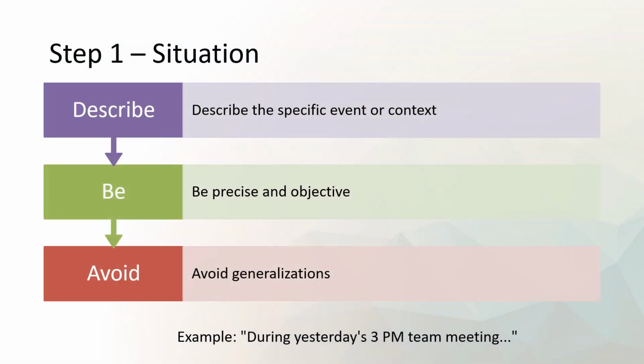The first step of the SBI model is situation. When giving feedback, start by describing the specific event or moment where the behavior occurred. Be precise and objective in your description, avoiding generalizations. For example, during yesterday's 3 p.m. team meeting. This helps the individual clearly recall the context.